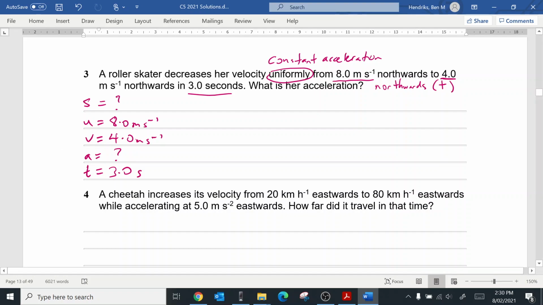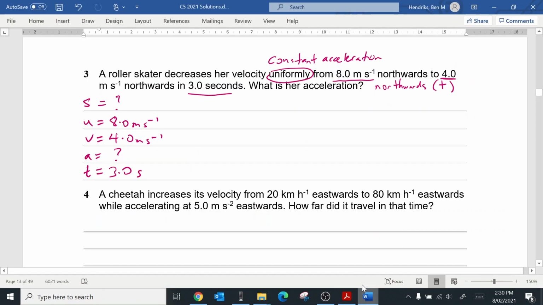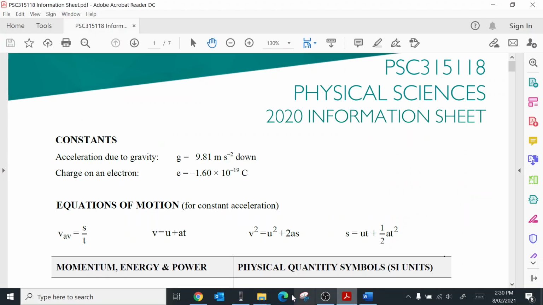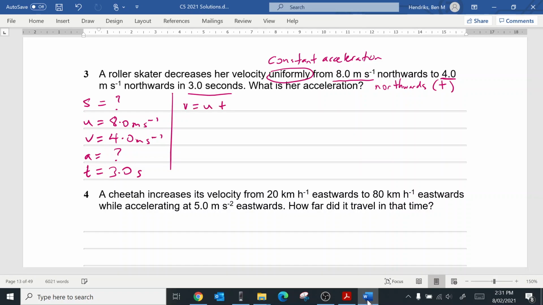Once we know what we know, we look at our equations of motion on our formula sheet, and we have to decide which one of these 4 that we're going to use. So in order to decide, we're looking for A, and we've got U, V, and T. So the formula that we're going to use is this one here, the second one. So V equals U plus AT. Okay, so we'll just write that down. V equals U plus AT.